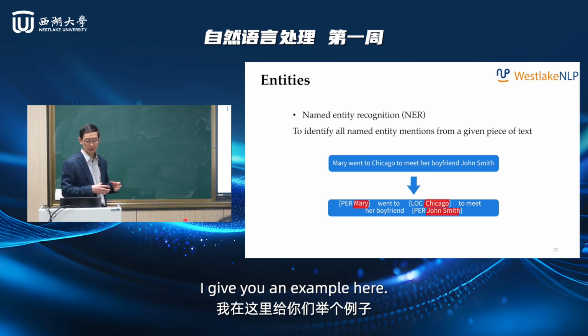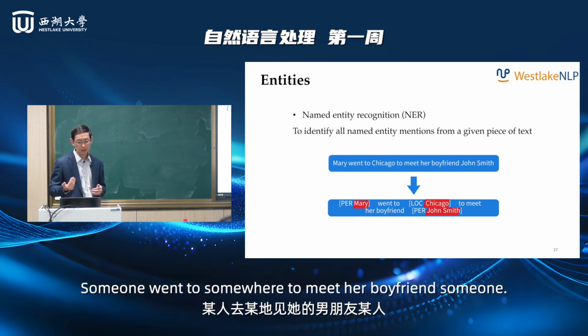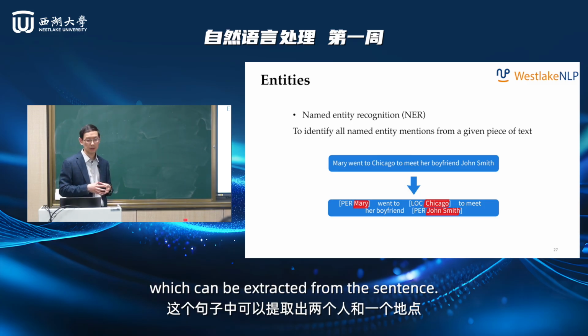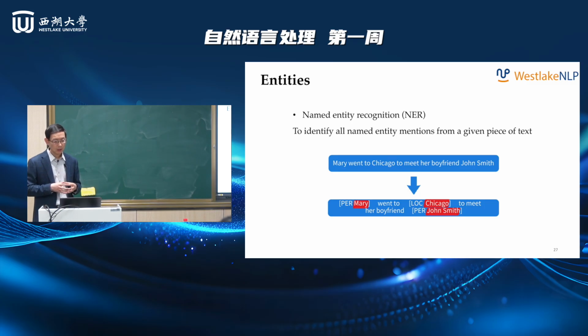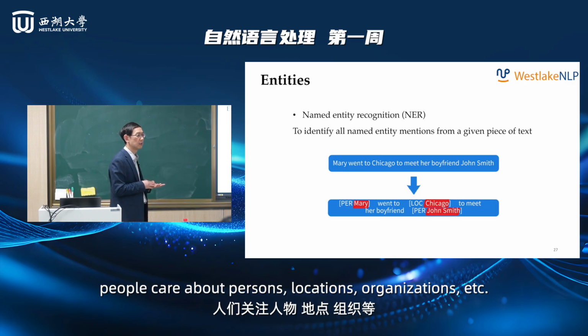I give you an example here. So this is a statement. Someone went to somewhere to meet her boyfriend, someone. Okay? So there are 2 persons and 1 location which can be extracted from the sentence. So in political news or daily news, people care about persons, locations, organizations, etc.